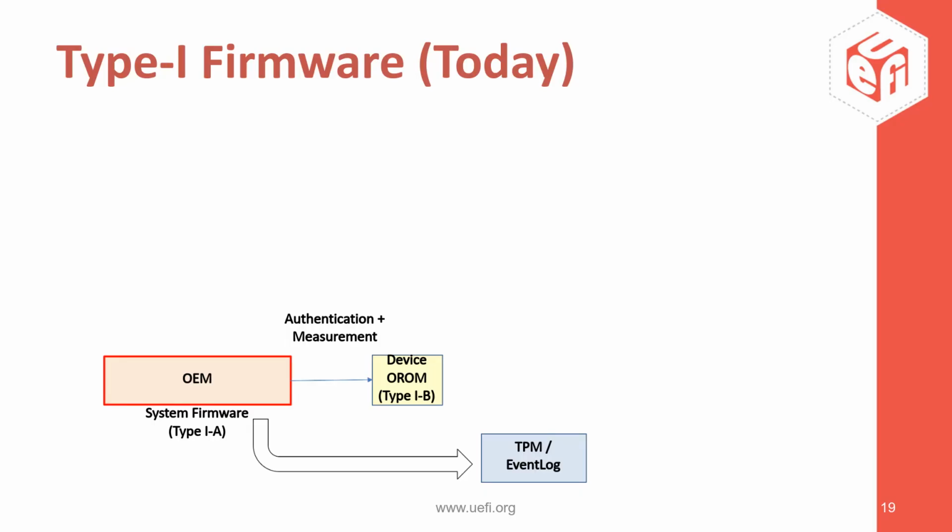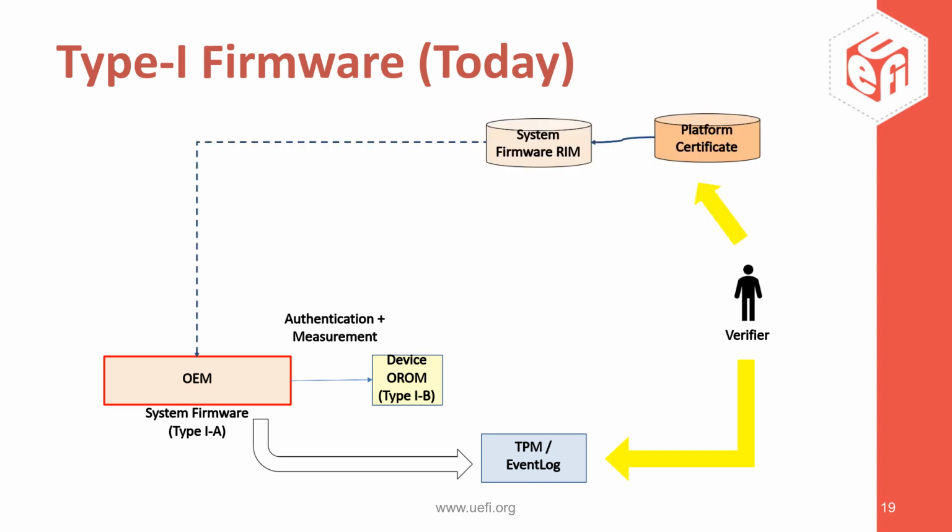This figure shows the current status. System firmware records the firmware information and PCI option ROM to TPM PCR and TCG event log. Later, a verifier can get those runtime information and perform the platform attestation. Then the verifier can get the platform certificate and the system firmware RIM and compare the information based upon the verification policy. However, there's some information not there.